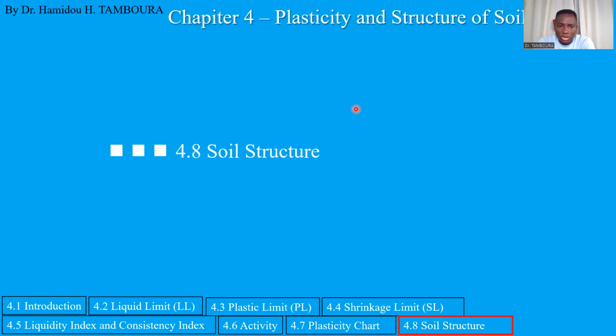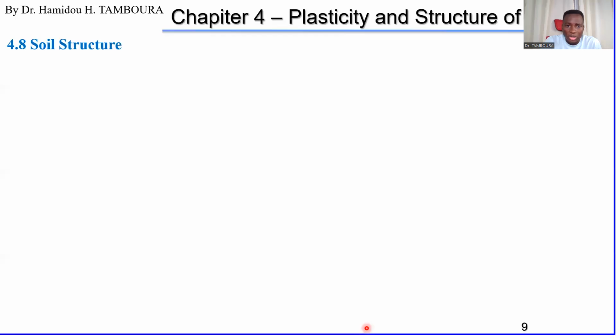Okay, let's go to soil structure now. I think all the information concerning the plasticity chart is covered. It's used to classify the soil, to know what type of clay or silt you are dealing with, and it is also used in the soil classification, the unified classification system. Then let's move to soil structure, how different types of soil are made.